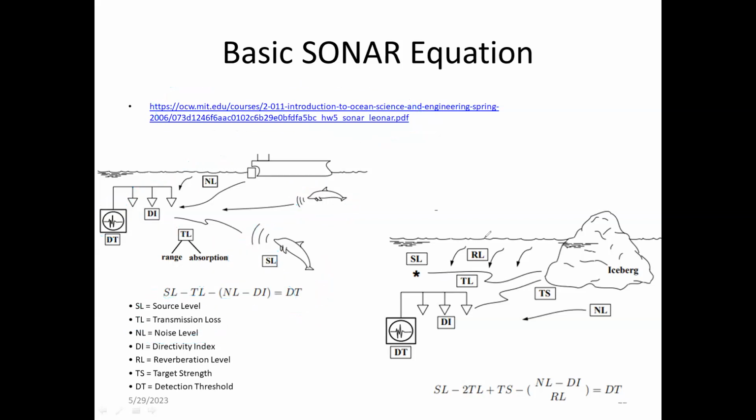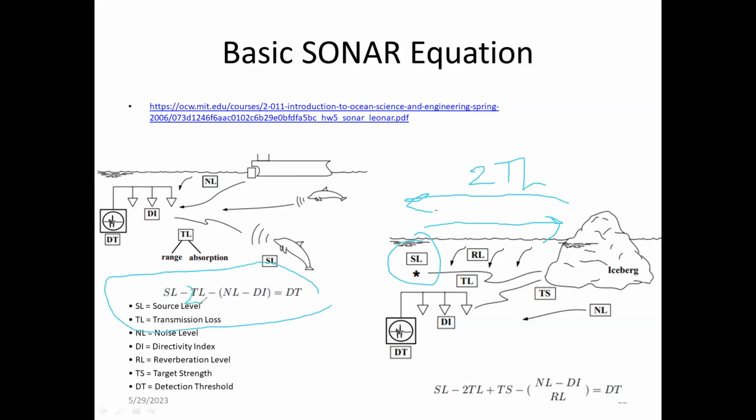A similar equation is applicable for a man-made sonar system, whose source is shown here. In this case, the sound first goes here and then comes back. So there would be twice the transmission loss because we are passing two paths. As a result, we have almost the same equation, but with a -2 here. So again, if the signal received at the sensor here is greater than the threshold of the sensor, we can detect the iceberg, otherwise no.